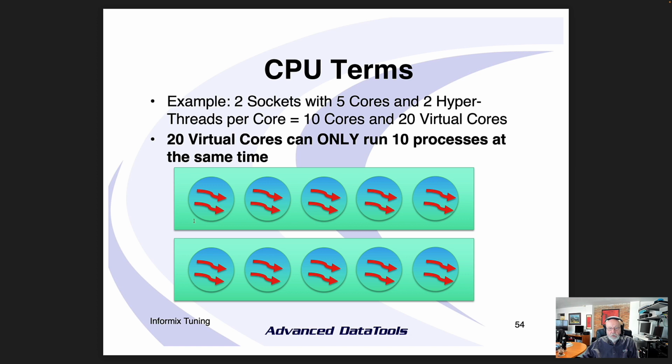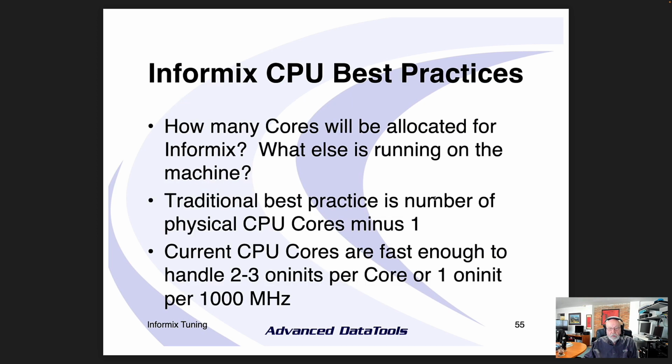So I have 2 sockets with 5 cores each. I made this up, and they're virtual. So it looks like you could have 20 things running, but in reality, only one of these cores can run at a time. So you've got to think about how many cores will run on a machine. What I like to do is, most machines are fast enough that you can run 1 oninit per 100 megahertz or 1 gigahertz. So if you have a 3 gigahertz core, you could probably run 3 oninits.